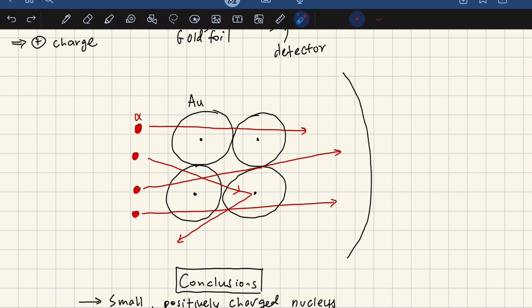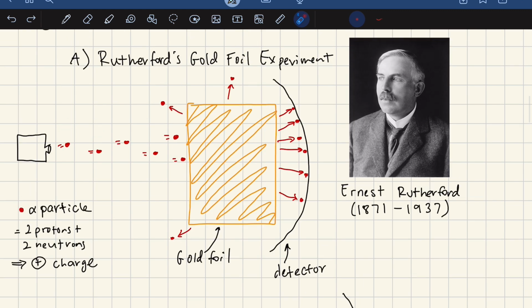So as you can see in my diagram, most of the alpha particles go straight through, but the occasional one that happens to hit a nucleus, a positive nucleus by chance, will ricochet off. And that's why we observe the fact that most go through, but just a couple are scattered.